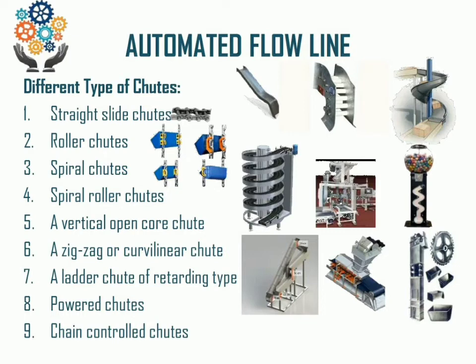Zigzag or cantilever chutes, ladder chutes, retarding type and power chutes come under the powered category of conveyors, where powered elements are used to move the material from one workstation to another workstation. Chain control chutes, which we call bucket conveyors, are used to move the material from bottom to top.